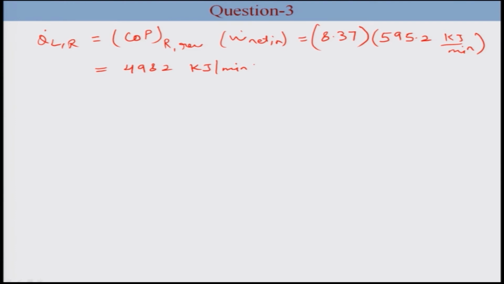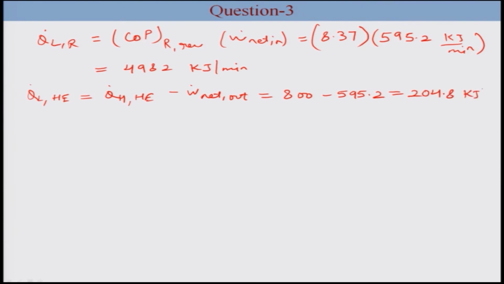Second, we need to calculate the total rate of heat rejection to the ambient air. From both the heat engine and the refrigerator, some heat is being rejected to the ambient air. From the heat engine, Q dot L of the heat engine is Q dot H minus net work, which is given as output. This is equal to 800 minus 595.2. So this comes out to be 204.8 kilojoule per minute.